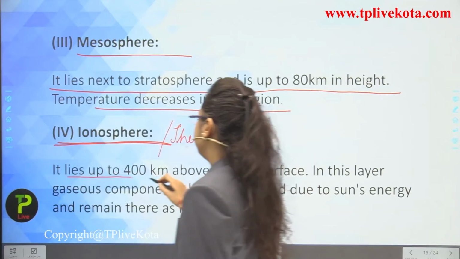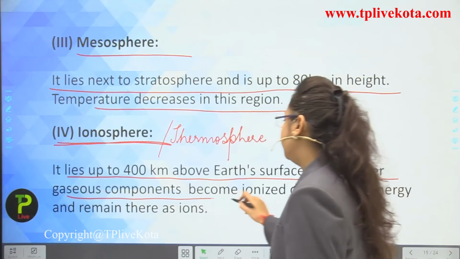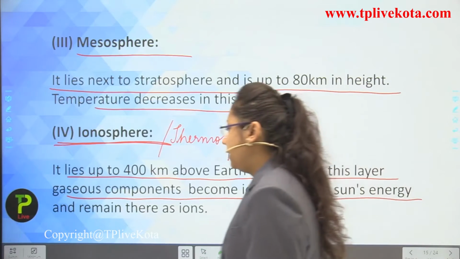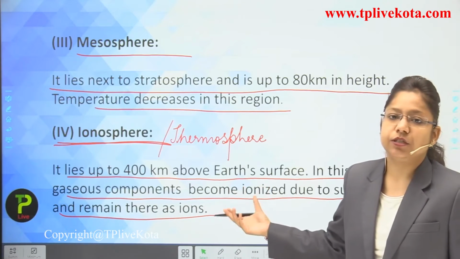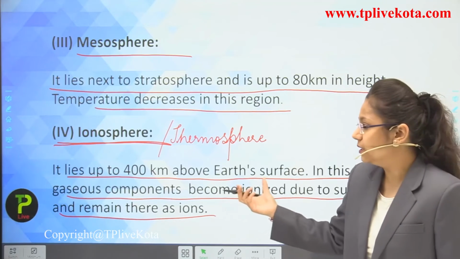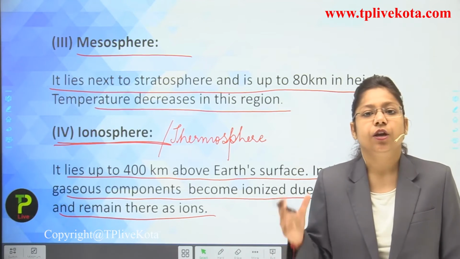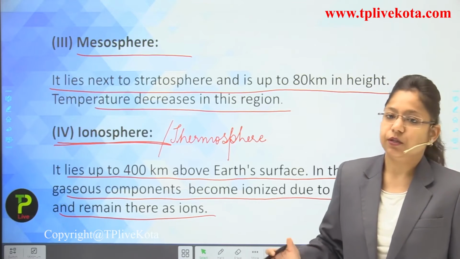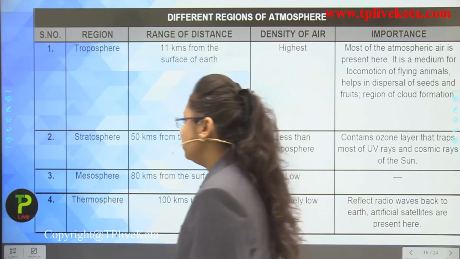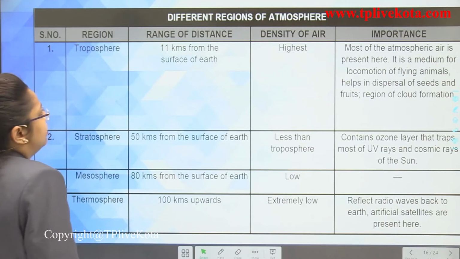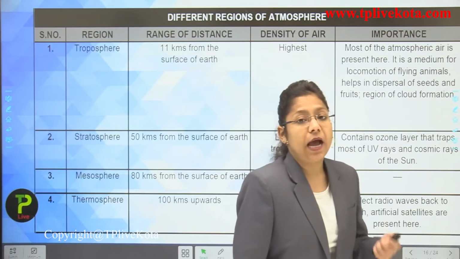It lies up to 400 kilometers above Earth's surface. In this layer, gaseous components become ionized due to the sun's energy and remain there as ions. So actually ionization of different compounds occurs in this layer, which is known as what? Ionosphere. And this is a layer in which only ions are present. So after the mesosphere, this layer is present, which is known as what? Ionosphere or thermosphere.